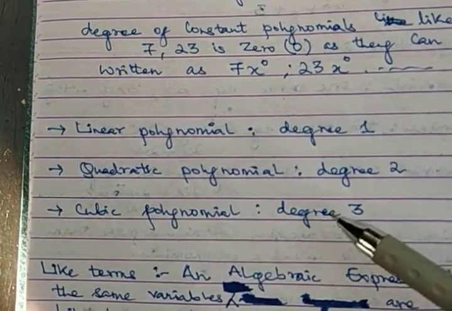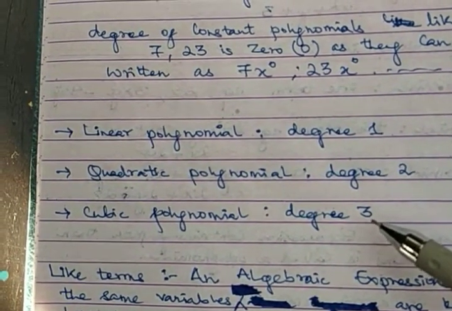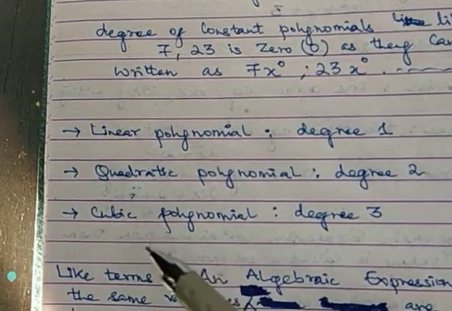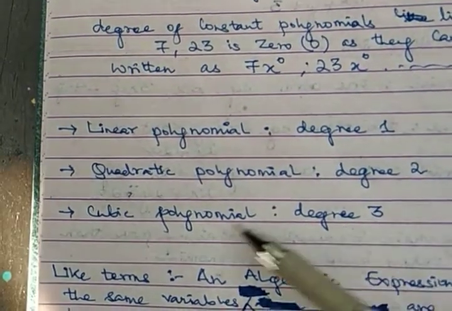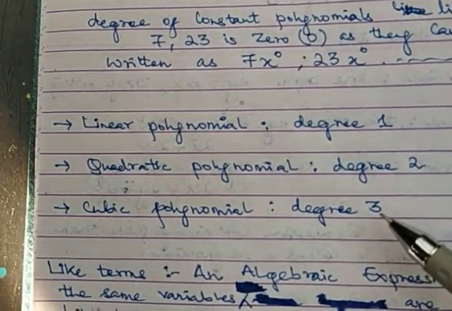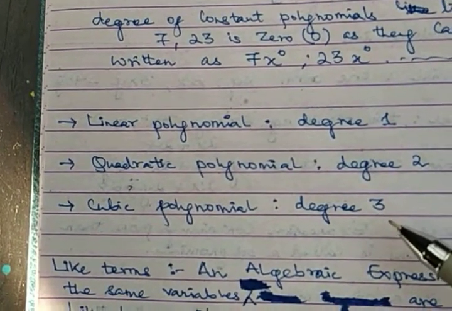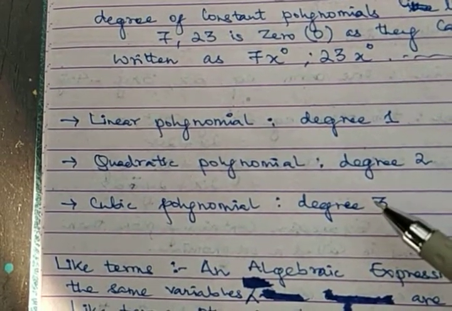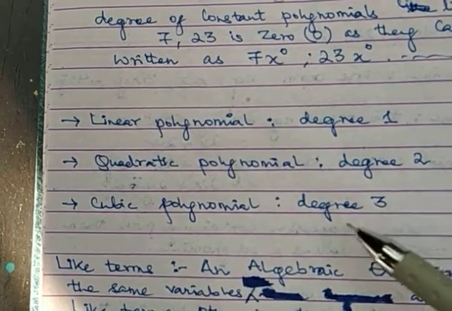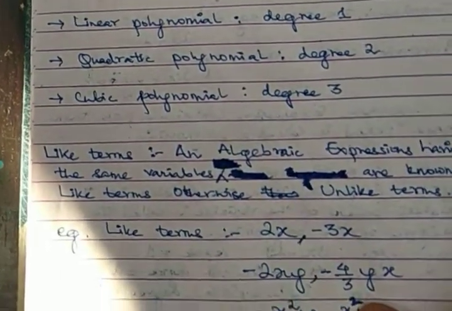And the third one we have here is cubic polynomial. So the degree is 3. Cubic polynomial with degree 3. If in a polynomial the highest power, that is the degree of the polynomial, is 3, then it's known as a cubic polynomial.